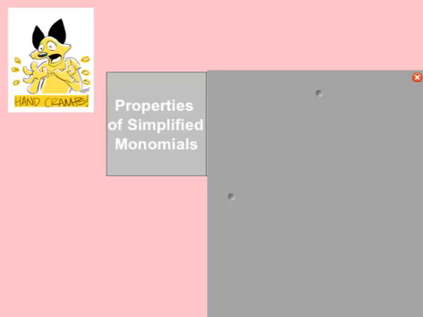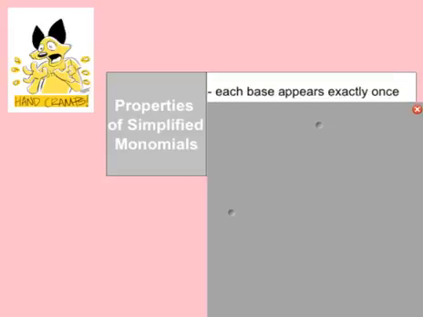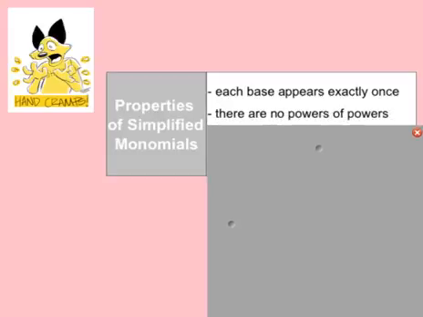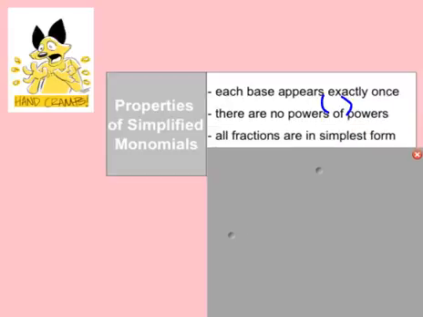So these are the properties of simplified monomials that we were talking about. Each base appears exactly once. All right, keep that. That's going to stay the same. There are no powers of powers. That's the same. That's talking about the parentheses. All right, there's no parentheses in any of our answers. That's still the same thing. If all fractions are in simplest form, we're still doing that. We haven't had to yet, but they'll be on the back.